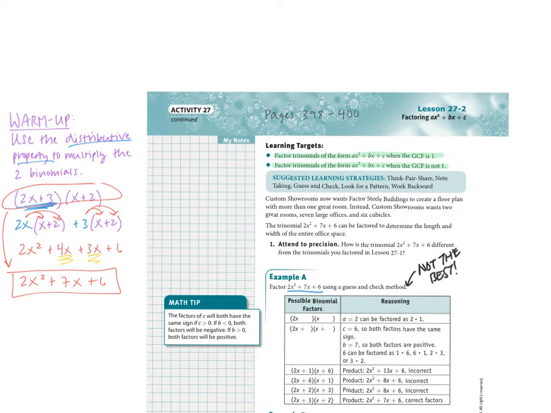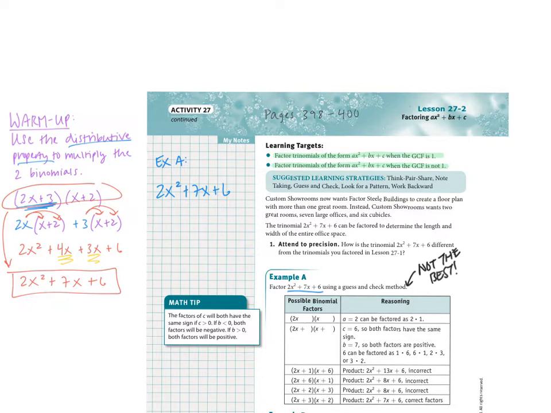Let's say we're looking at example A where we have the trinomial 2x squared plus 7x plus 6. I'm going to have us go ahead and in the margin we're going to start putting example A and we're going to talk through how to do grouping. So let's write down 2x squared plus 7x plus 6.